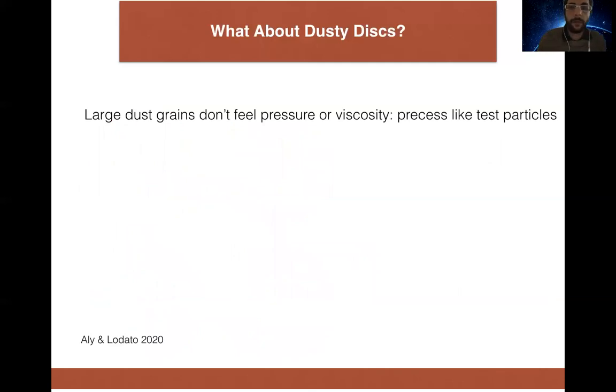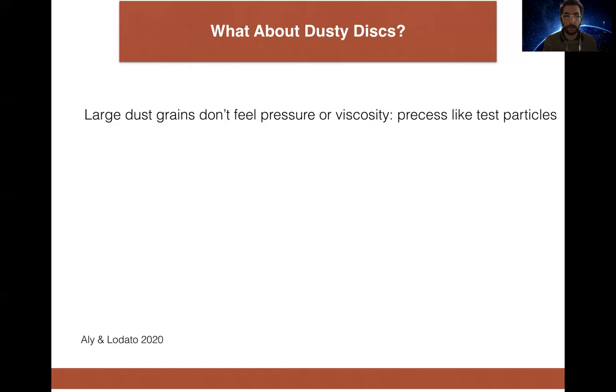But all of that was for just gas disks. Now, what happens to dust disks? So we had a look at this in a paper that was published earlier this year, Aly 2020, and we explored a host of parameters ranging from very small to very large dust grains.